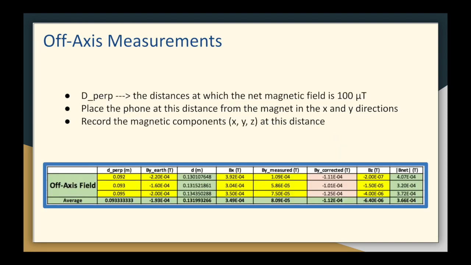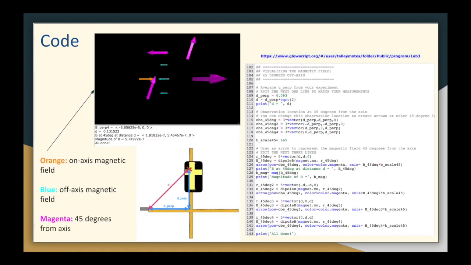I then found the distances at which the net magnetic field was 100 microtesla. This was d-perp. I placed the phone at this distance from the magnet in the x and y directions and recorded the magnetic components, the x, y, and z, at this distance. I used these values for the off and the on-axis magnetic fields in my code.